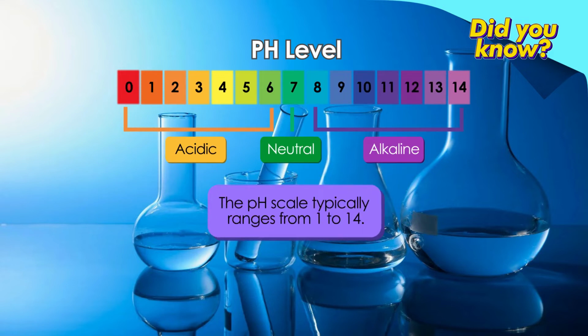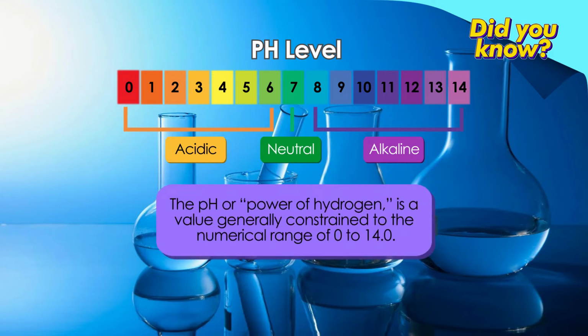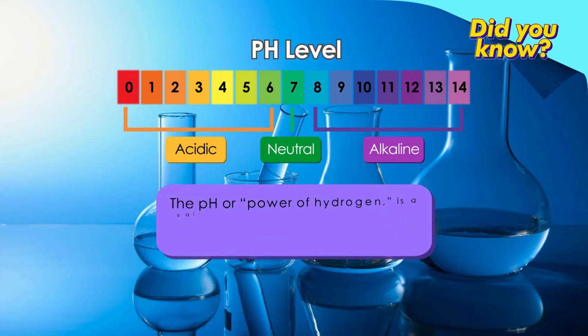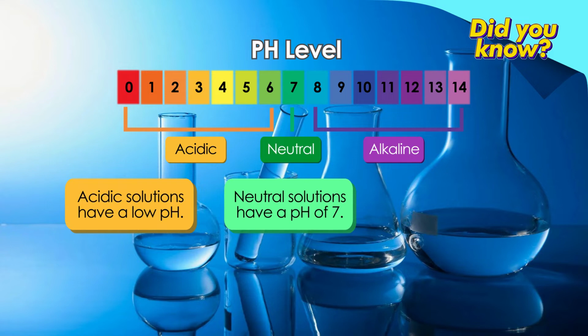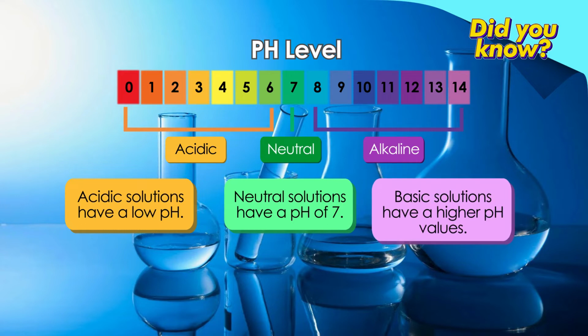The pH scale typically ranges from 1 to 14. The pH or power of hydrogen is a value generally but not mathematically constrained to the numerical range of 0 to 14.0. Solutions that are acidic have a low pH. Neutral solutions, such as pure water, have a pH of 7, and basic solutions have higher pH values.